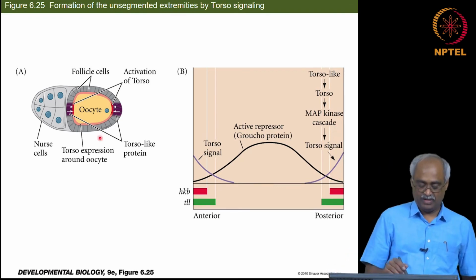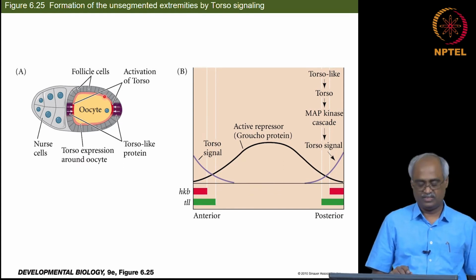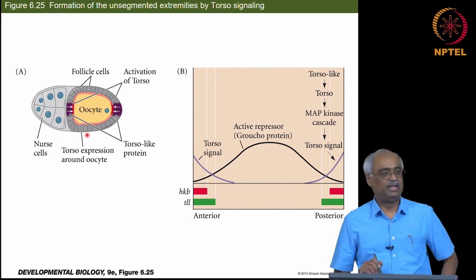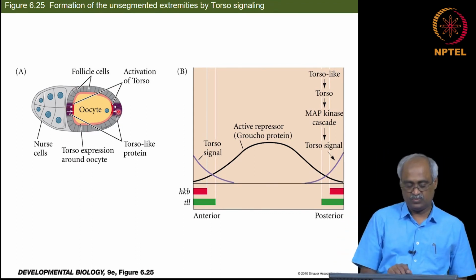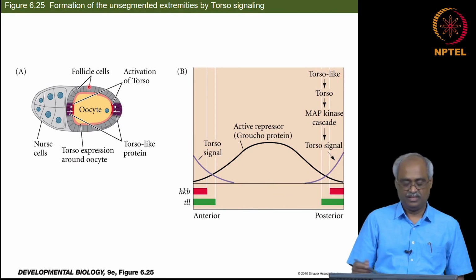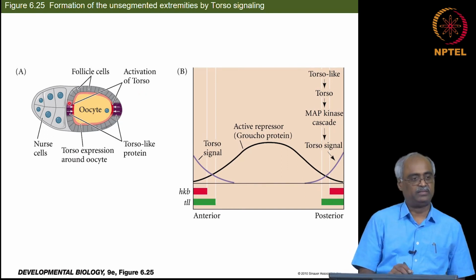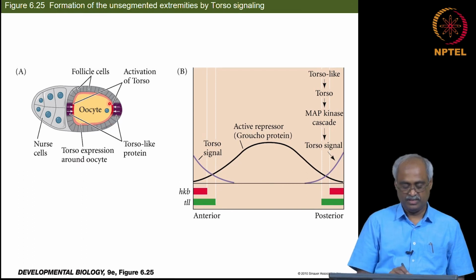This does not happen all through; it is happening in the follicle cells on both sides, not everywhere, primarily because only these follicles produce this Torso-like protein, while Torso itself is expressed all around the oocyte membrane. So the RTK receptor is there all through the membrane, but its ligand comes only from the two ends.